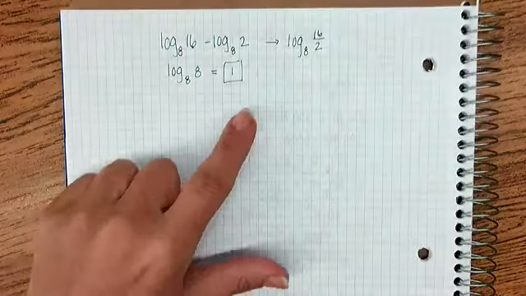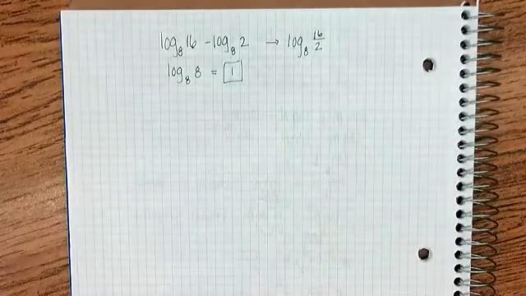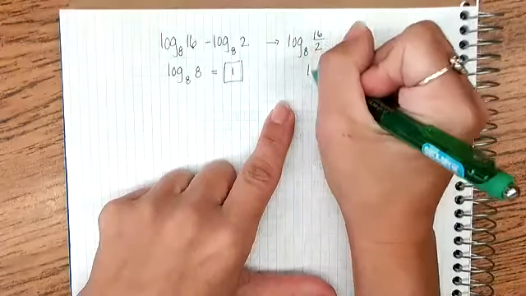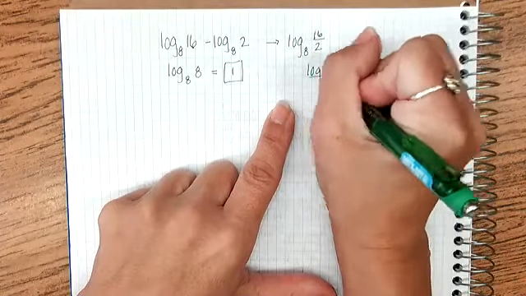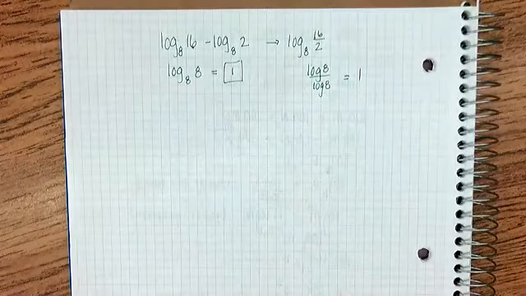If you don't like that, where did this come from? Again, you can use change of base to prove this. The log of the argument over the log of the base. Anything divided by itself is 1.